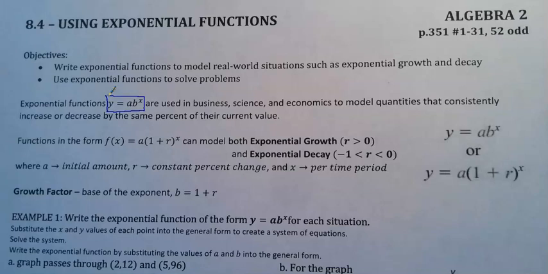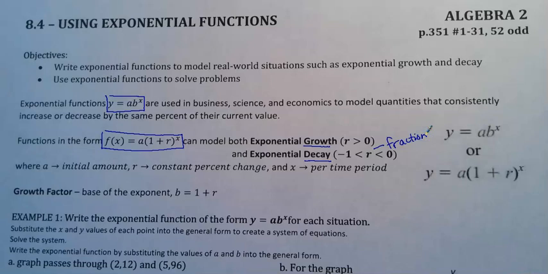Then we've got functions in the form of f of x equals a times the quantity 1 plus r to the power of x. They can model exponential growth, so it's a growth model when r is greater than 0, or they can model exponential decay. It's a decay model when r is less than 0 but greater than -1. So this is when it's that fraction. So we might write on there, that's when it's the fraction.